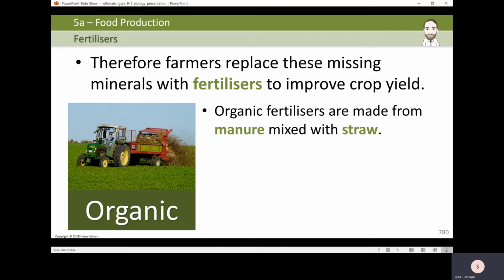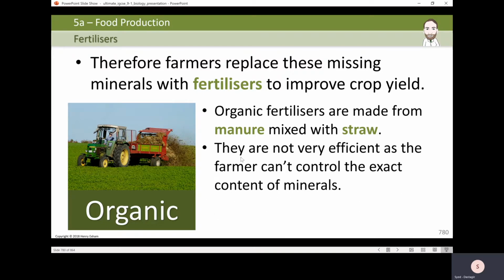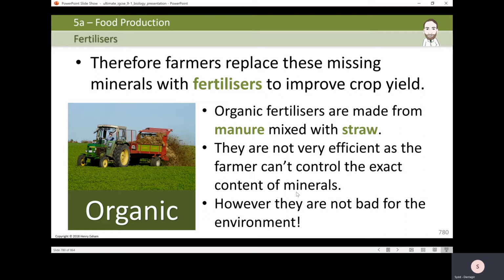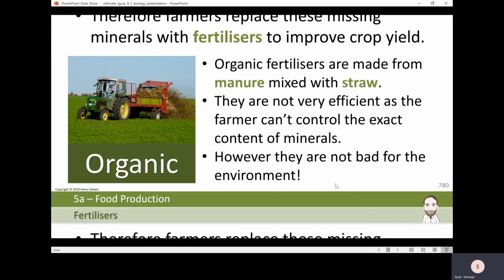Okay. Right, moving on then. So organic fertilizers are made of manure and mixed with straw. That means they're natural. They are not very efficient because you can't actually control the amount of minerals within them. But because they're natural, they're not really bad for the environment.